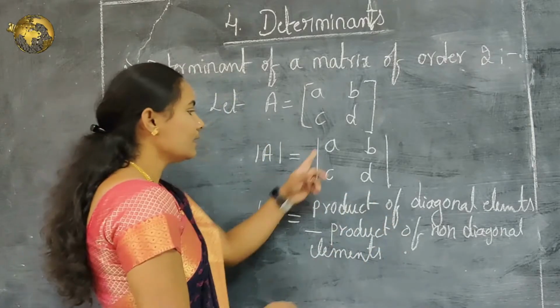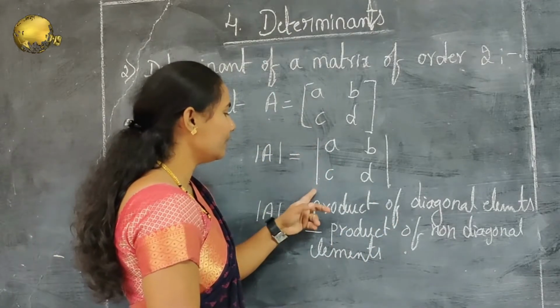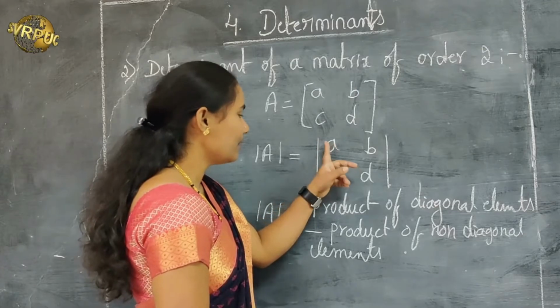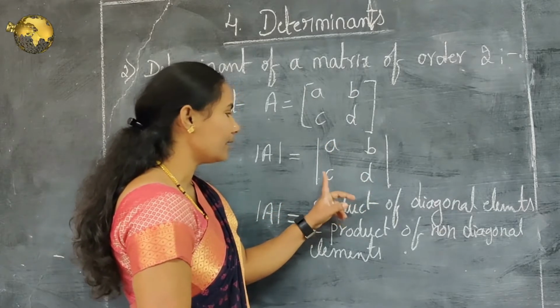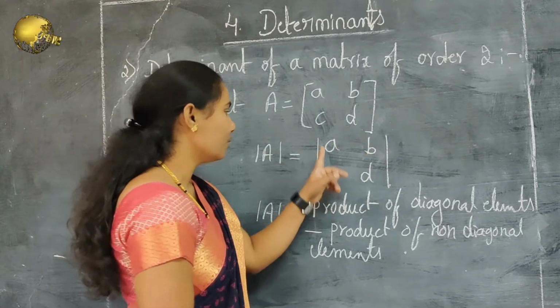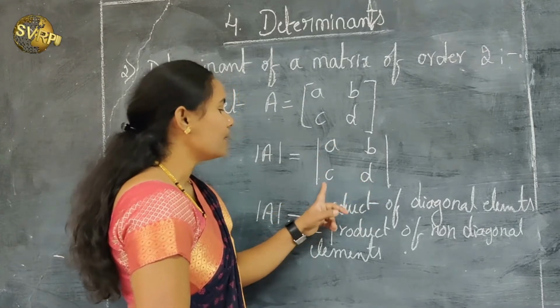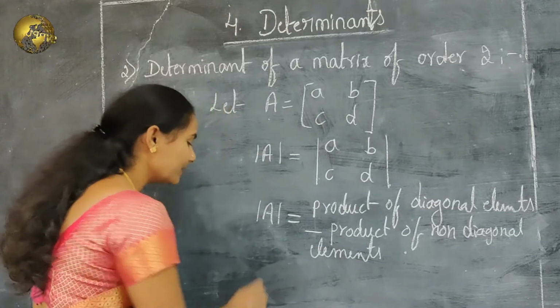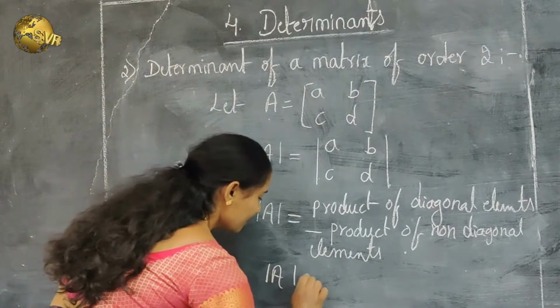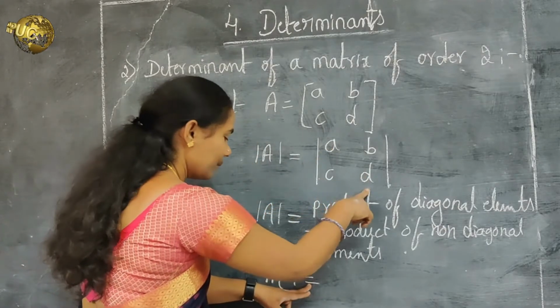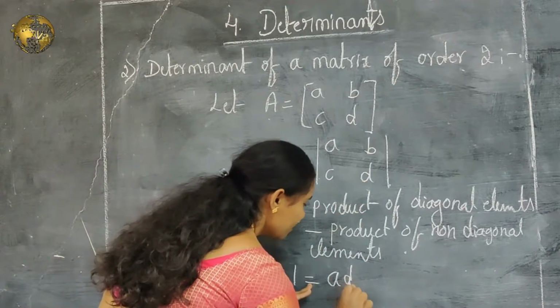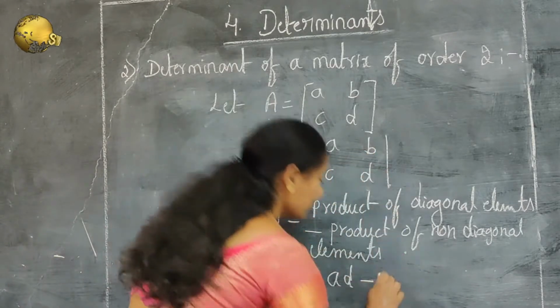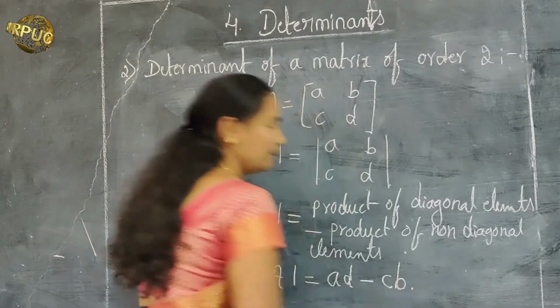That means, see here in this determinant, the diagonal elements are a and d and the non-diagonal elements are c and b. So the product of diagonal elements minus the product of non-diagonal elements is the value of the determinant of A. So determinant of A is equal to a into d minus c into b.